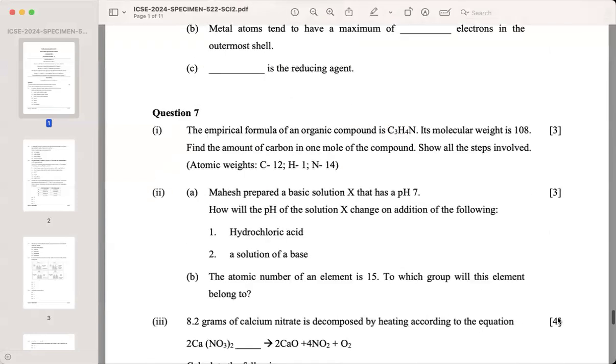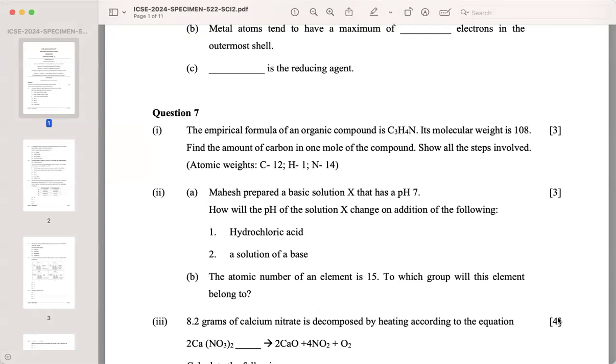Question number 7, the empirical formula of a compound is given. Its molecular weight is 108. Find the amount of carbon in 1 mole of the compound. Show all the steps involved. Now in this, they have given you the empirical formula. So you will calculate the weight of it, C3H4N. So answer will be 54.